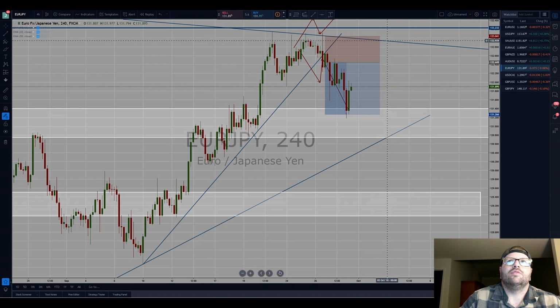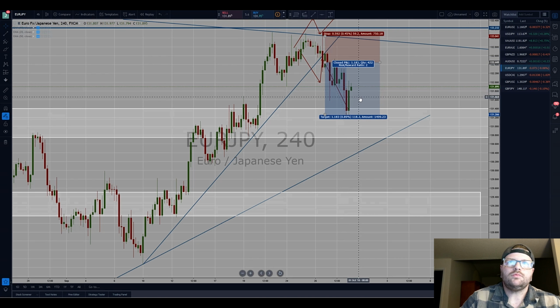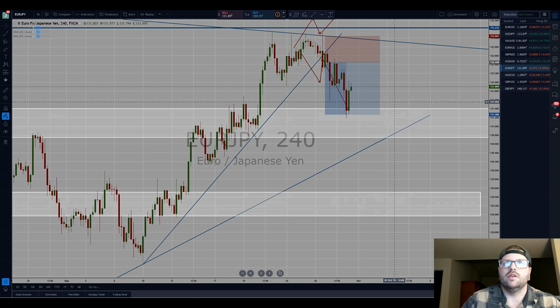Stop loss is set above this upper trend line. Take profit would be set 2-to-1, so it's a 59 pip stop loss to 118 pip take profit, and it would have hit. But this is just a good entry.